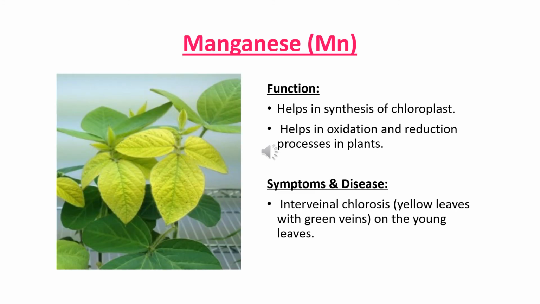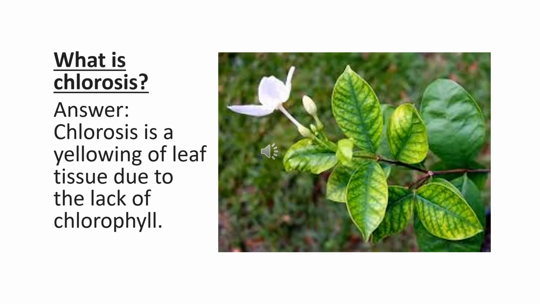Manganese. It helps in synthesis of chloroplast, also helps in oxidation and reduction processes in plants. That means it takes part in respiration. And what are the symptoms that can be seen? Interveinal chlorosis on the young leaves. That means chlorosis occurs in young leaves. That means new leaves.